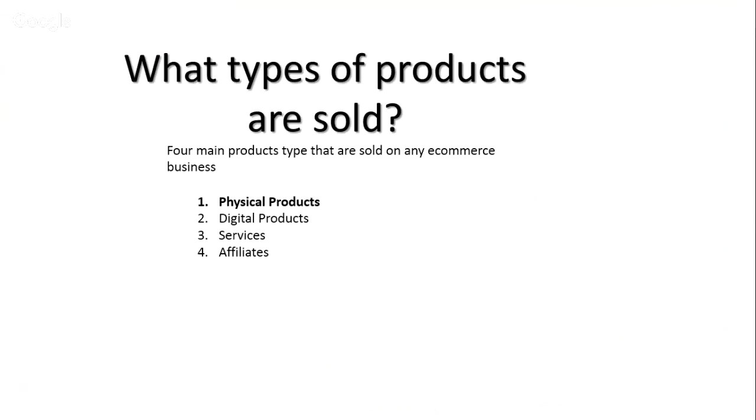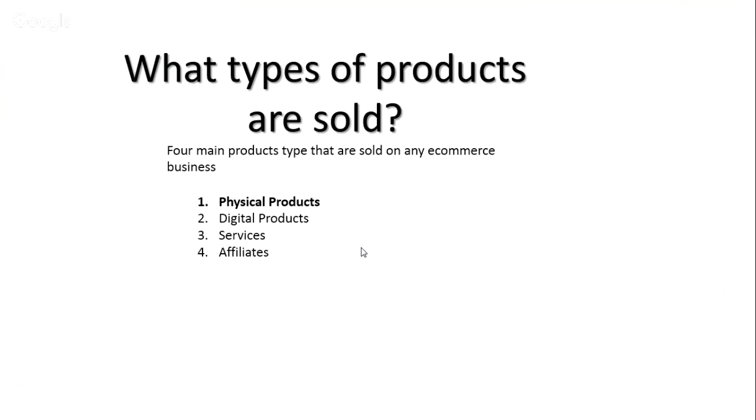In our case, all these things can be sold online on an e-commerce platform. It can be a physical product, a digital product, a service, or an affiliate. In our case, as you see, it is in bold, which means we will be selling physical products. But if we want to sell software, that is also possible. That's a different kind of business, where a software company sells digital products.